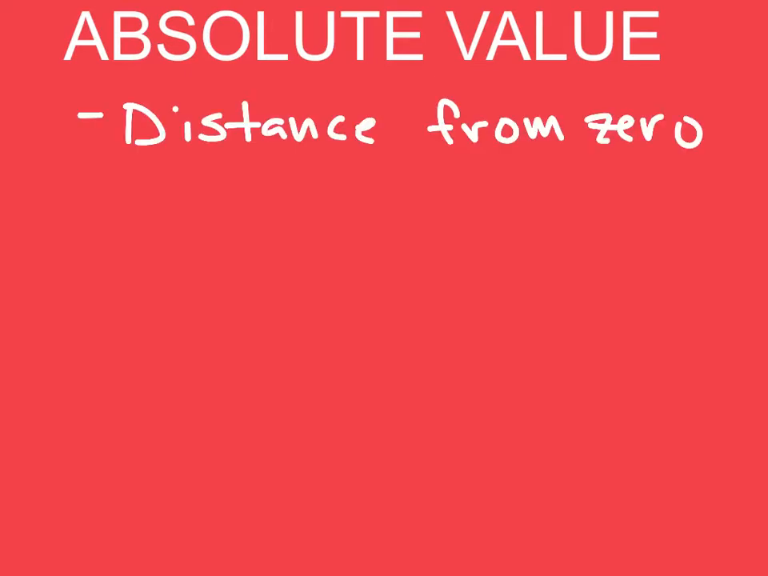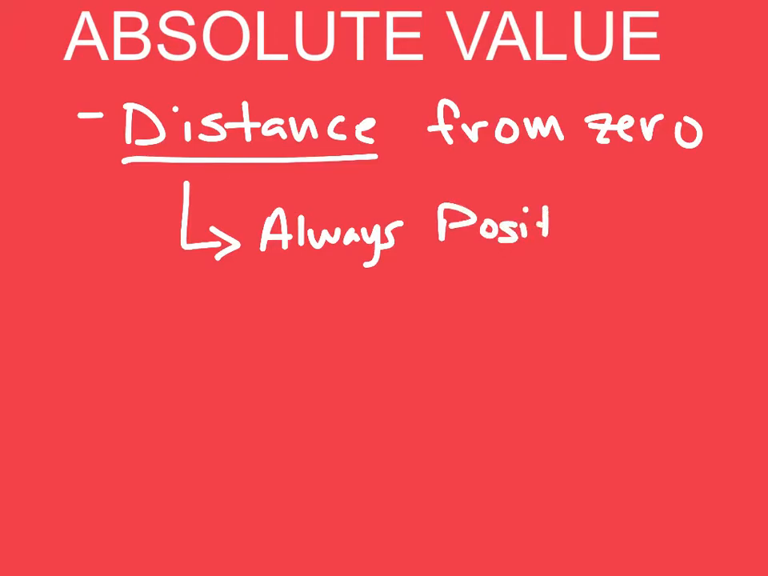Hi there. In this video, we're going to talk about absolute value. Absolute value means the distance from zero. And the one thing I know about distance is that it is always positive. It doesn't matter what direction you are traveling in, what we're talking about is the distance between any number and zero. So let's first talk about some notation.